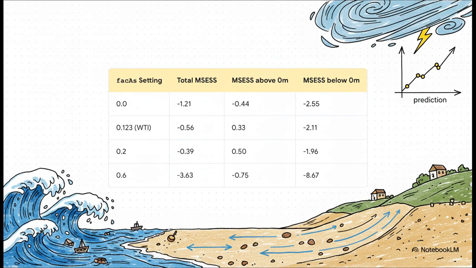Now, here's the simple way to read it. A score of 1 would be a perfect prediction. A score of 0 means the model did no better than just guessing the beach wouldn't change at all. And a negative score? Well, a negative score means the model's prediction was actually worse than doing nothing. It just goes to show you how incredibly challenging it is to get this stuff right.